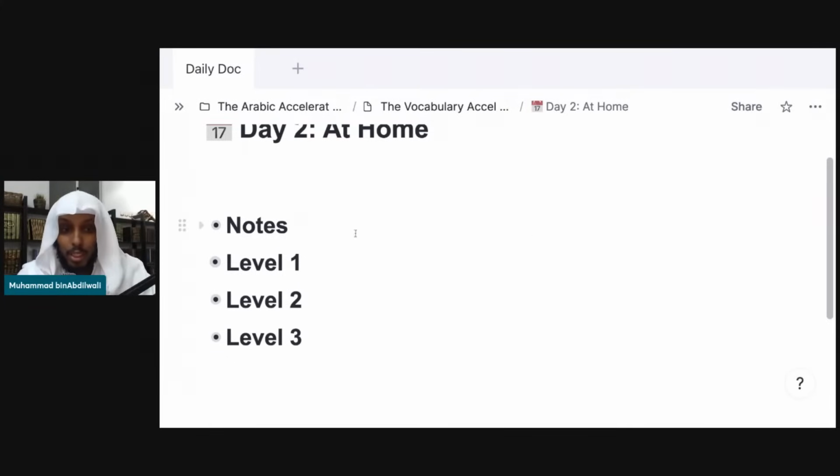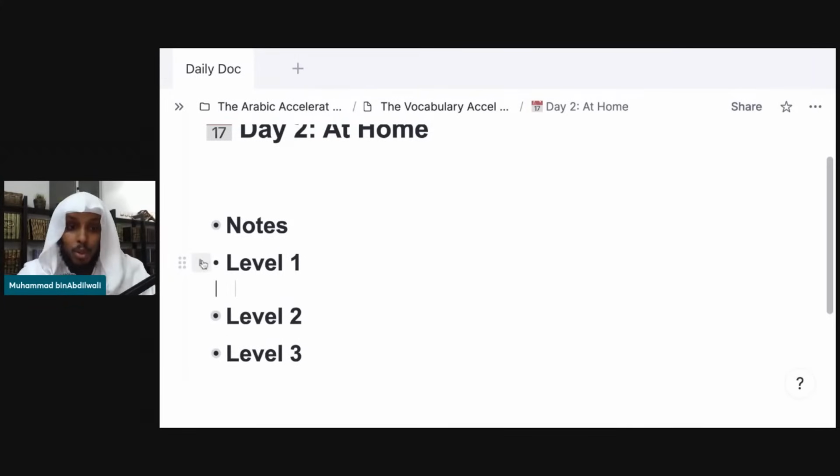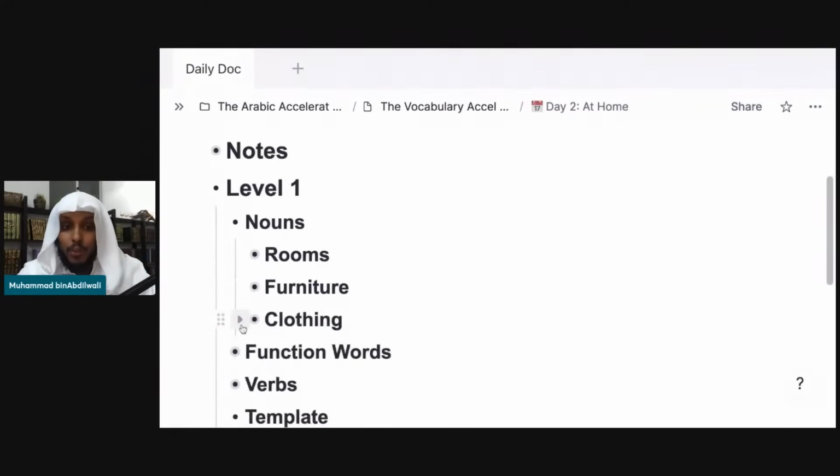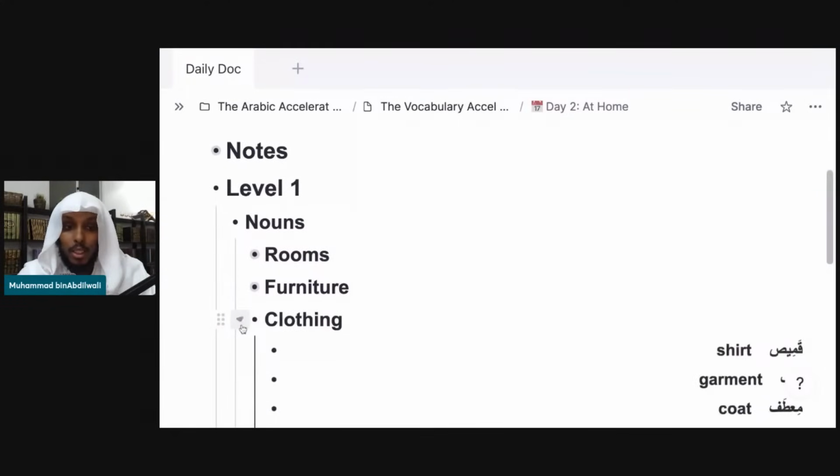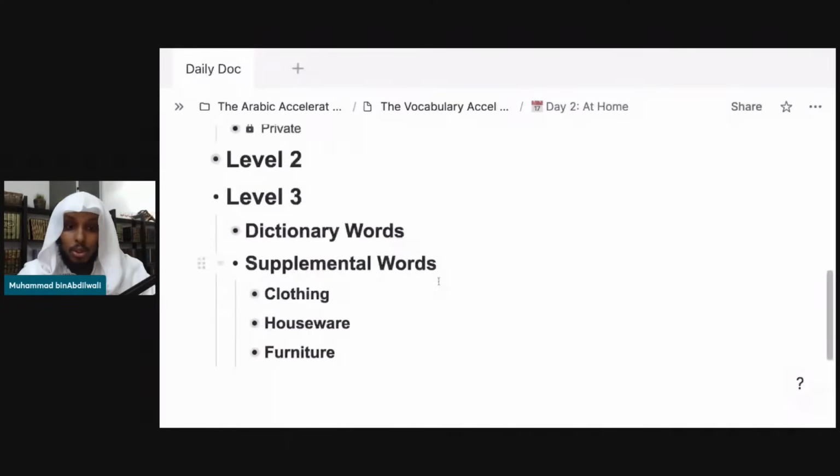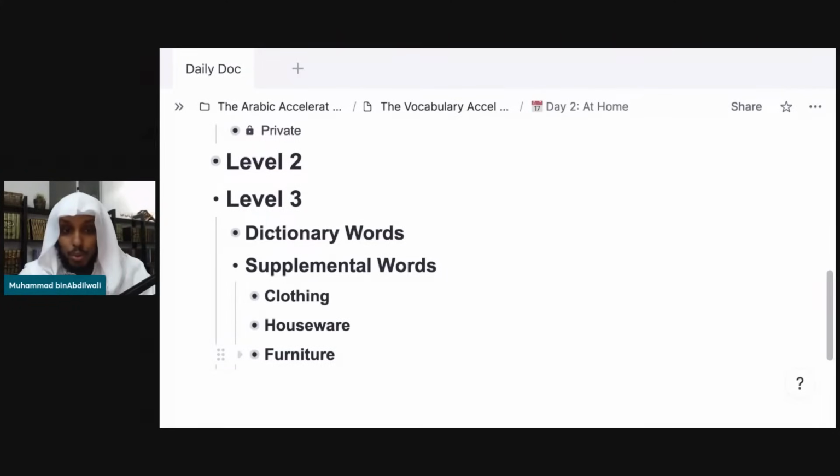At home. And in level 1, we talked about different rooms in the house. We covered different furniture. We covered different clothing. These are all words which you're going to cover in level 3 as well, and you're going to cover extra words on top of that. So you have these supplemental words which are extra. So even more items of clothing, even more houseware, and even more furniture. Okay. For the core, we just covered a few, but you're going to be learning the whole list, inshallah ta'ala.